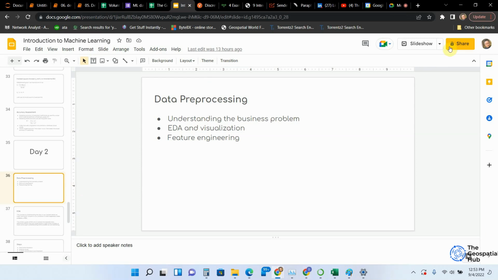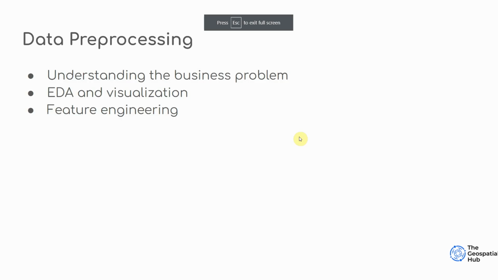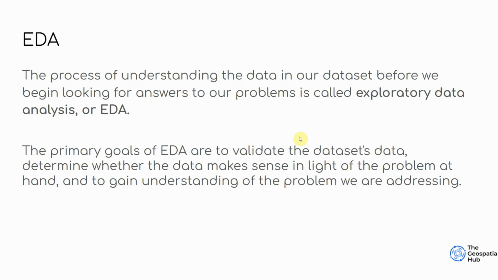All right, now we'll talk about exploratory data analysis. Exploratory data analysis is basically the process of understanding our data sets before we start looking for answers to our problem. The answer we are trying to look for in this particular problem is to predict the house pricing. We want to predict house prices. That is our particular concern.